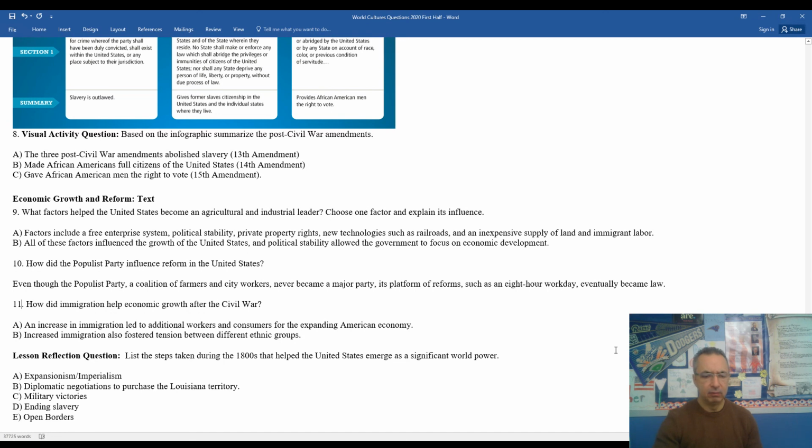And finally, the lesson reflection. List the steps taken during the 1800s that helped the United States emerge as a world power. Obviously, expansionism and imperialism made the United States a strong country. Diplomatic negotiations, in particular, to make the Louisiana Purchase. Military victories, like the Mexican-American War. It ended slavery, and eventually open borders allowed people to come into the country, which really helped our country expand and grow.